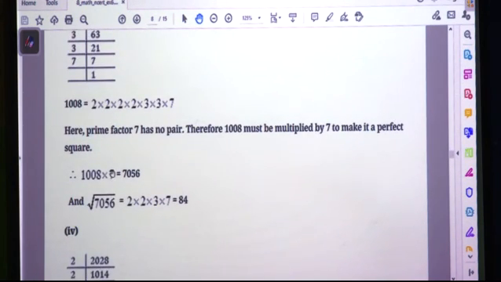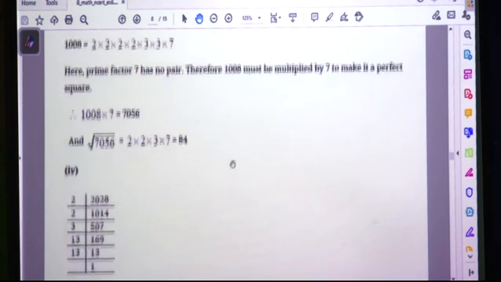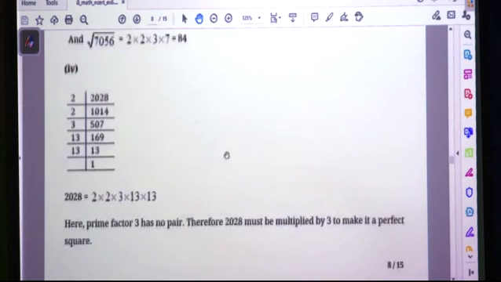So, 1008 into 7 is equal to 7056, and the square root of it: 1 2 from one pair, second 2 from the second pair, 1 3 from its one pair, and 1 7. We have made 7 a pair because we have multiplied by 7. So, it becomes 84. So, the square root of 7056 is 84. Let us see the fourth sum.